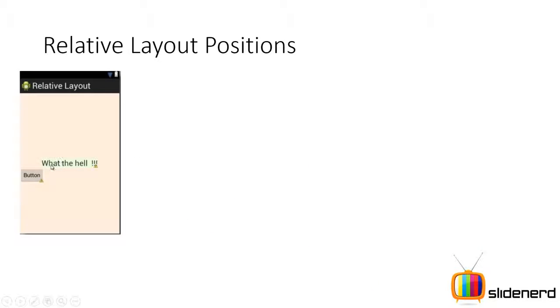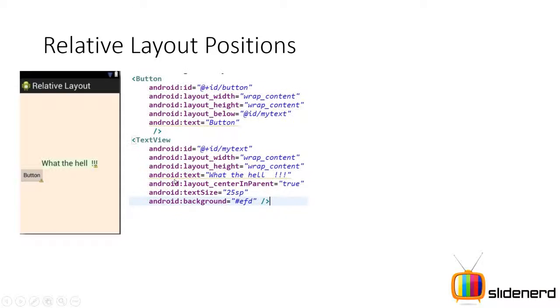So first, I have this text view over here which says what the hell, and there is a button right below it. Now if you see the code over here, it looks pretty simple. I have the text view, right? I have given it an ID saying @+id/my_text, and then I have a layout width, layout height, and the text is simply what the hell. And here for the text view, I have simply said center in parent. Now if you remember from the first video about relative layouts, center in parent is going to put this text view right at the center of the entire relative layout, right? And text size and background doesn't matter.